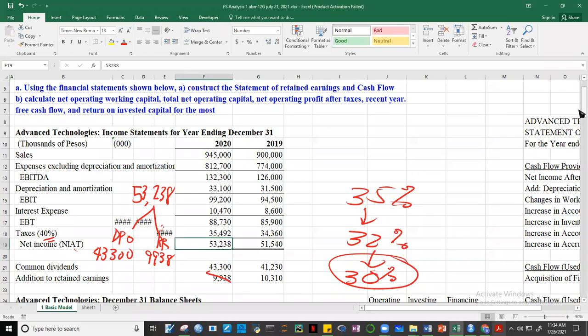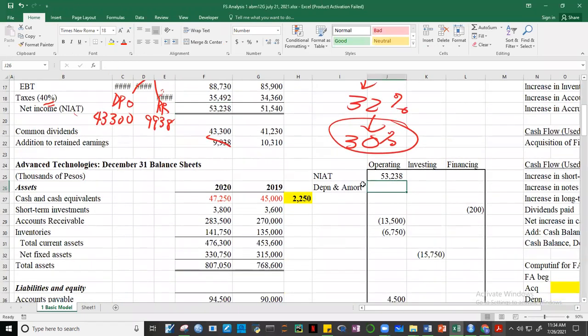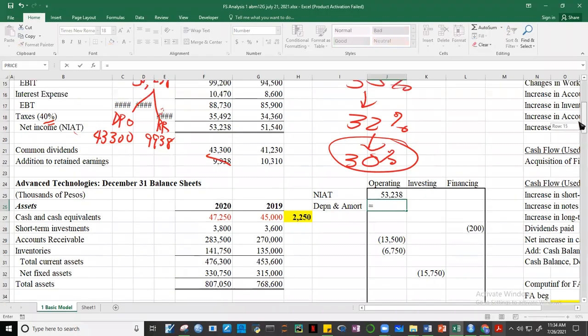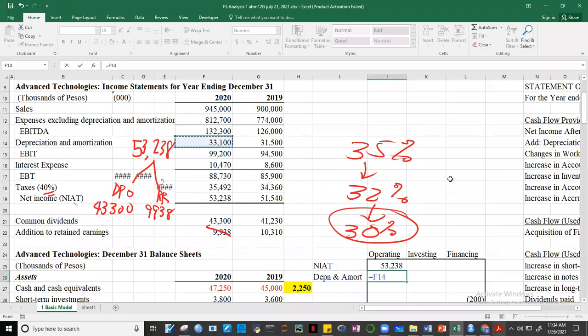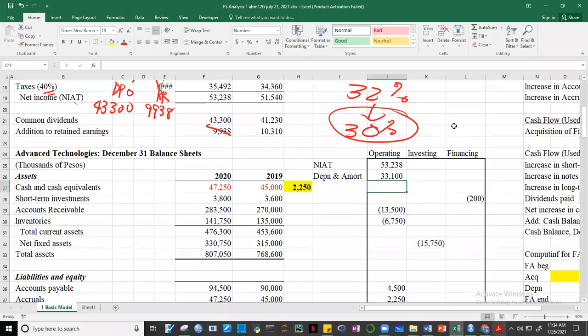So, ang gagawin natin dito, guys, okay, depreciation and amortization, non-cash yan, sinubtract natin. So, dapat add back natin yan. Add back, 33,100. Okay? So, that's it, guys. Okay, any questions? Are we okay, guys? Are we okay? Comment, please. Or unmute yourself.